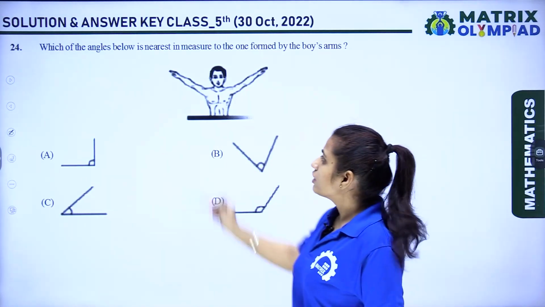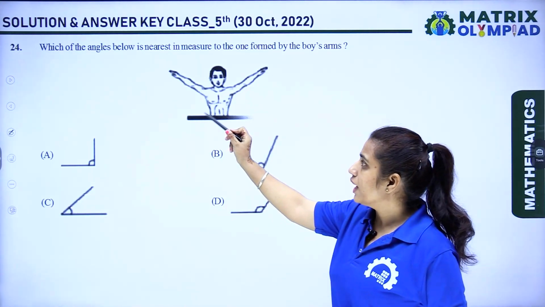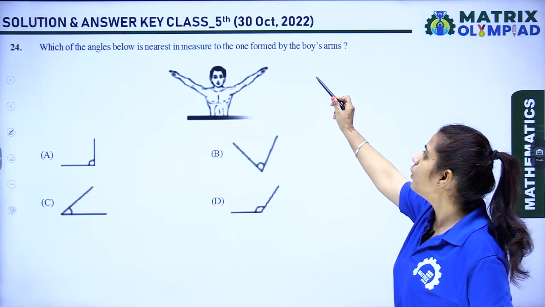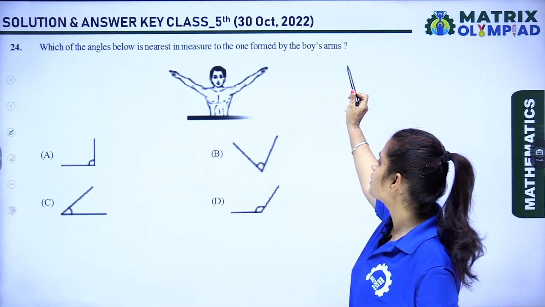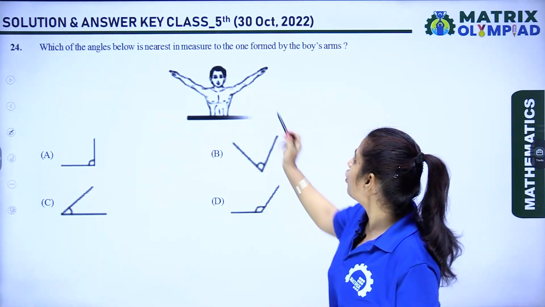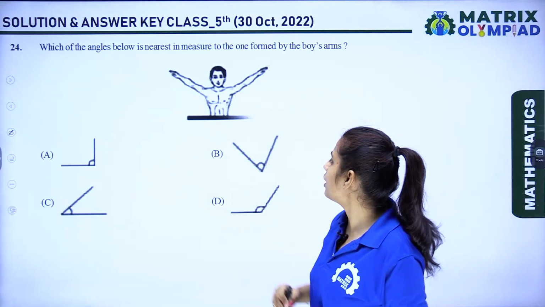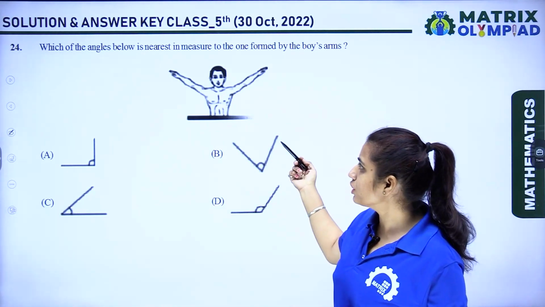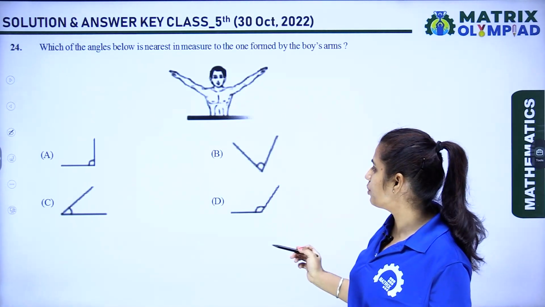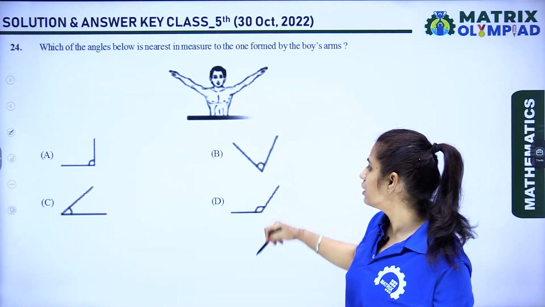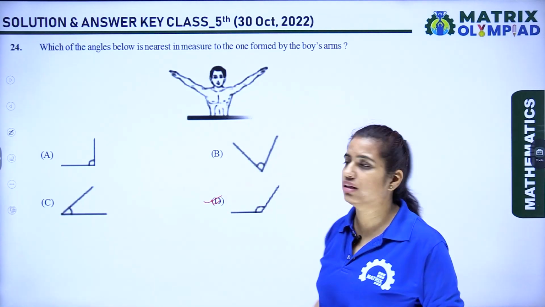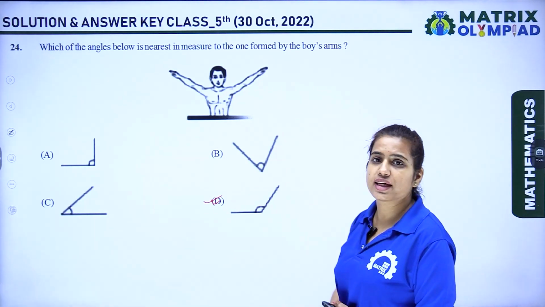The next question is, which of the angles below is nearest in measure to the one formed by the boy's arms? We have to find out the angle which is formed by the boy's arms. Now here, according to this figure, we can say that the nearest measure is option D, as it is forming an obtuse angle. So, option D is the correct answer.